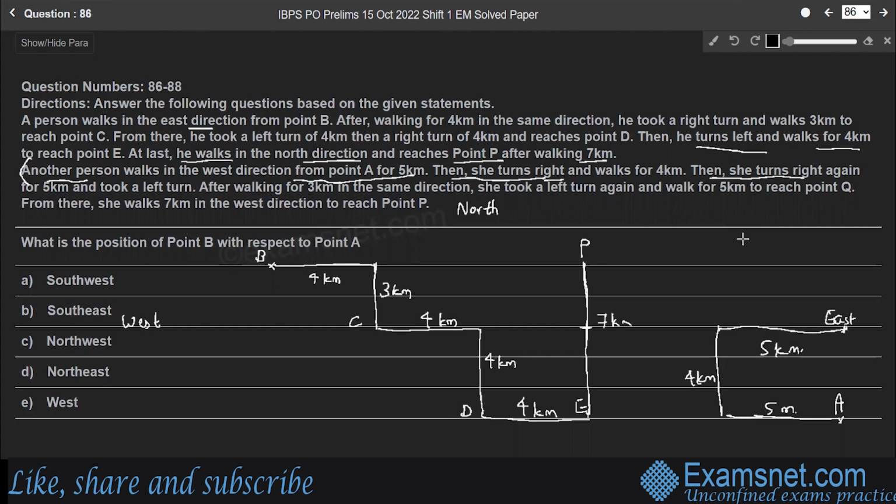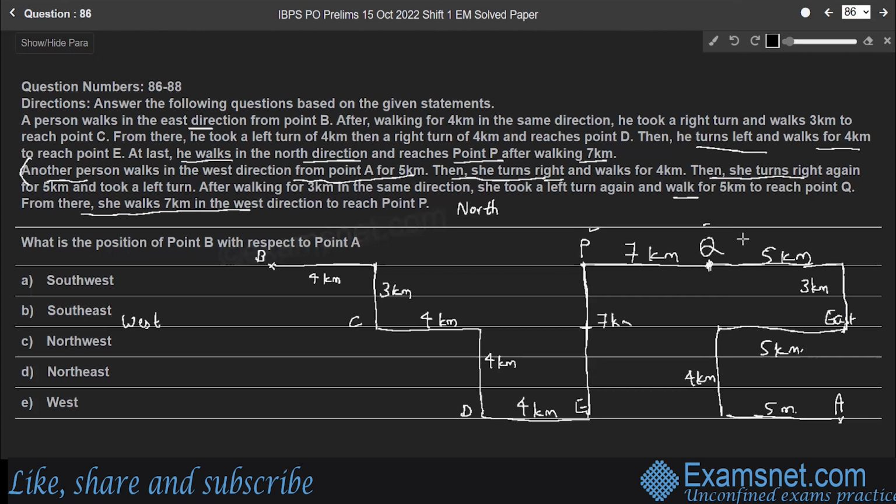Took left turn, that is to the north direction. She walks for 3 kilometers in the same direction. She took a left turn. So again, she took a left turn and walked for 5 kilometers to reach point Q. From there, she walks 7 kilometers in the west direction to reach point P. So distance between P and Q is 7 kilometers.